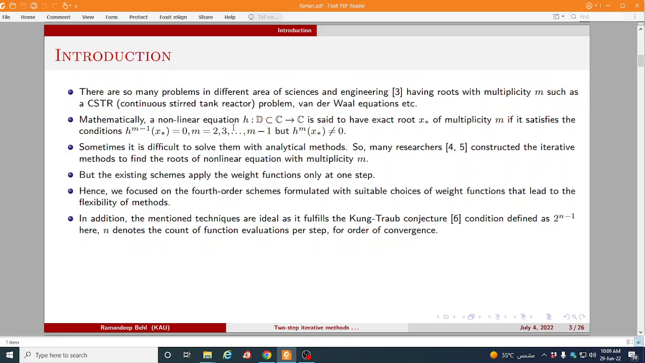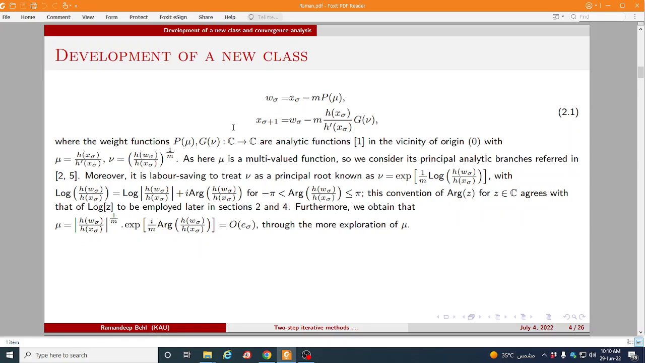So here in this paper we focused on fourth order schemes based on the weight function approach. The advantage of our schemes we will discuss in the next slides. Our scheme also fulfills the Kung-Traub conjecture. According to that, our scheme is optimal. So here is our new scheme in 2.1.